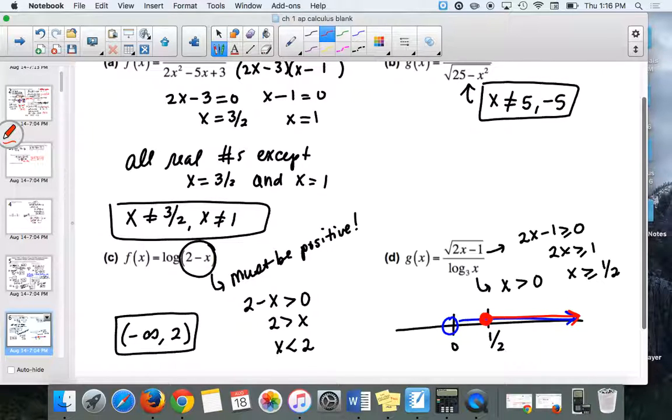So what is my final answer? 1/2 to infinity. Everything that's greater than or equal to 1/2. Just put x is greater than or equal to 1/2. Yep.